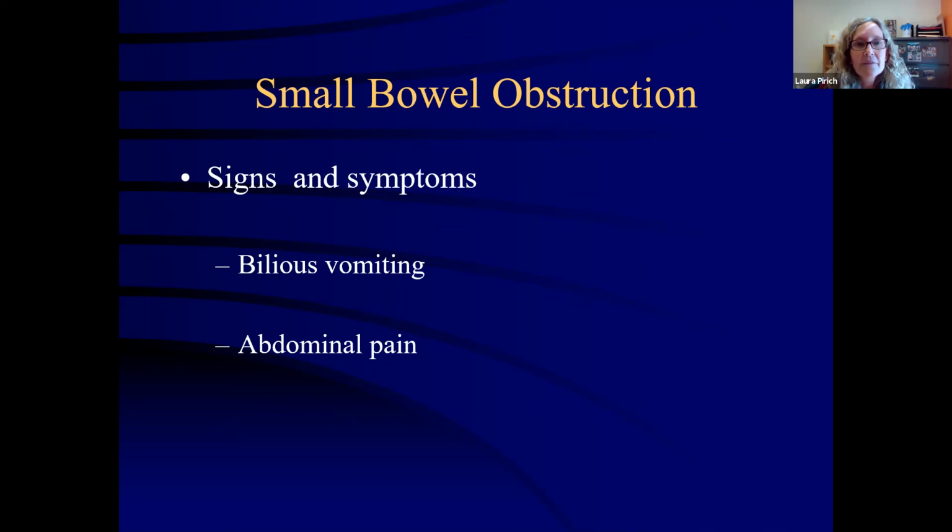So if you have someone who has a small bowel obstruction or signs and symptoms of a small bowel obstruction, which would be bilious vomiting or abdominal pain, what's going to be your initial workup? So someone comes in with bilious vomiting and abdominal pain, what are you going to track?